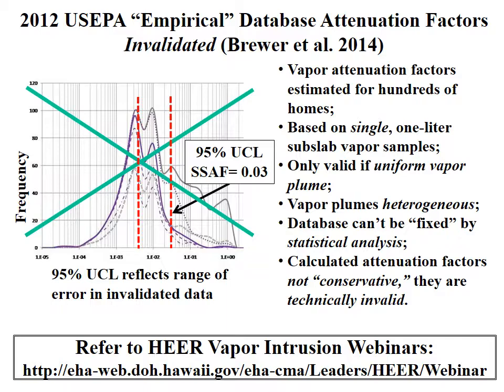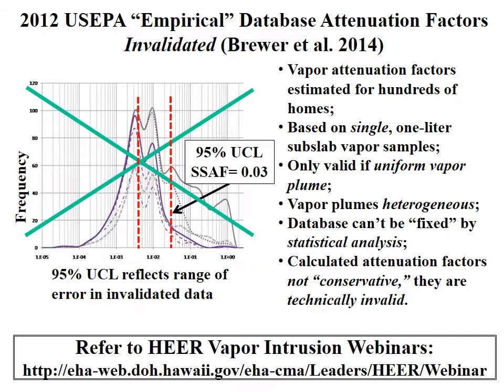Another point we make in our vapor intrusion webinars and papers we published: in 2012 the USEPA published what they referred to as an empirical database, which they used to develop indoor air subslab attenuation factors. Again, the problem, as I mentioned before, is they were collecting a single 1-liter sample under a building and a single indoor air sample, comparing the data and saying, well, here's our attenuation factor. Well, the numbers were all over the place, and you can see that in the graph that summarizes their data here. And this would only be valid if the vapor plume under a building was uniform, so that you could collect a sample from anywhere and get the same attenuation factor. Well, now we know since then that vapor plumes under buildings tend to be highly heterogeneous.